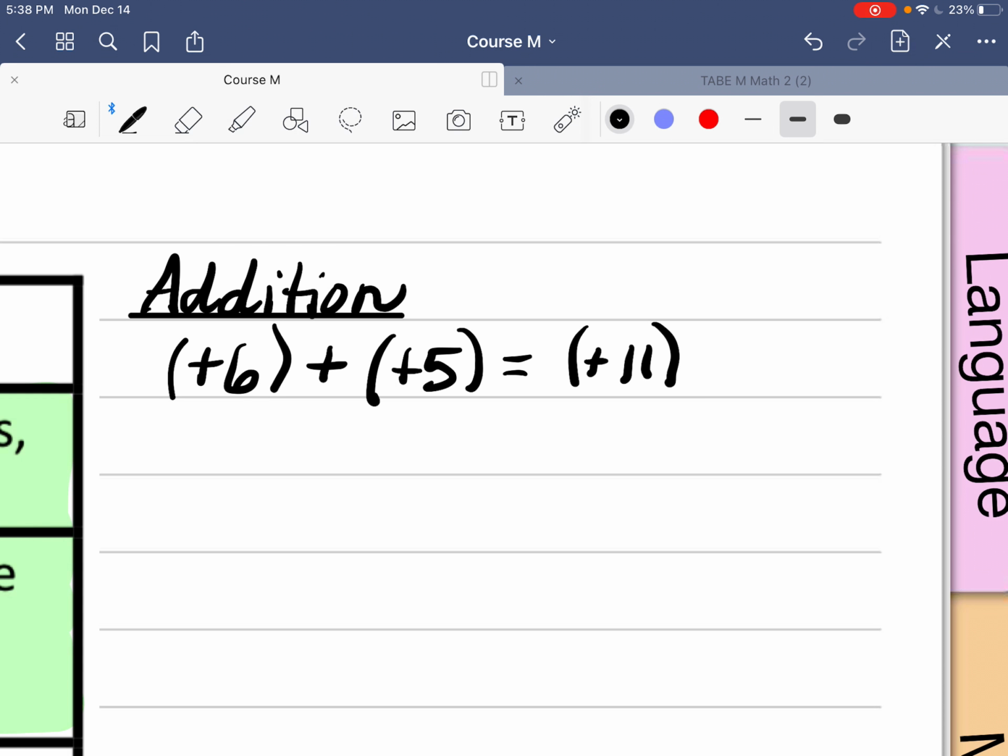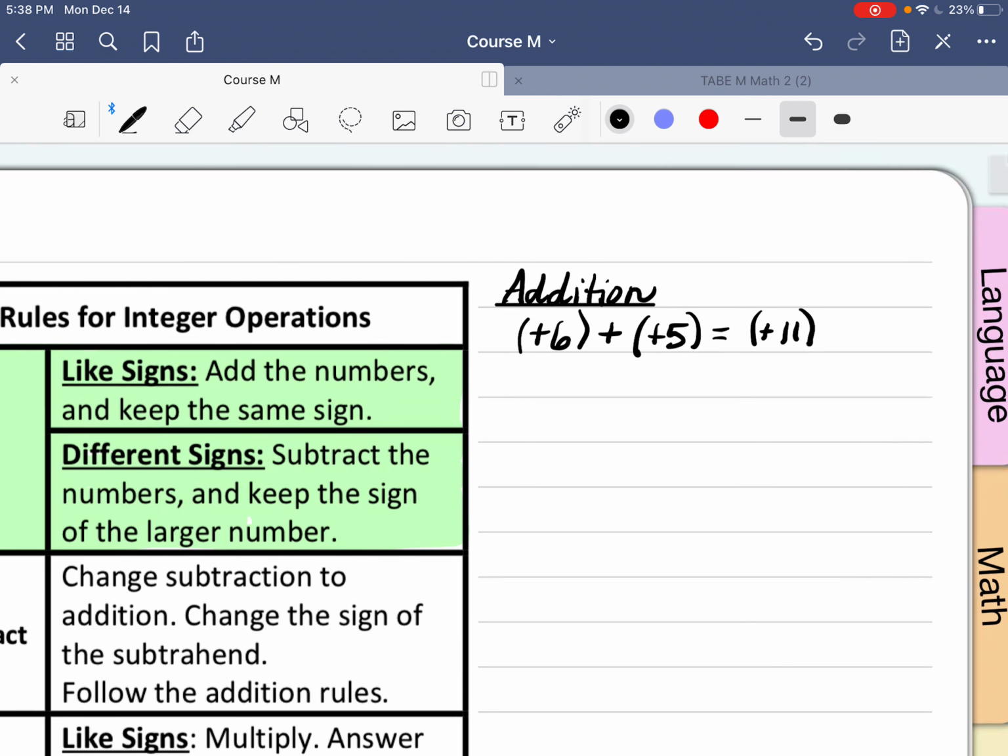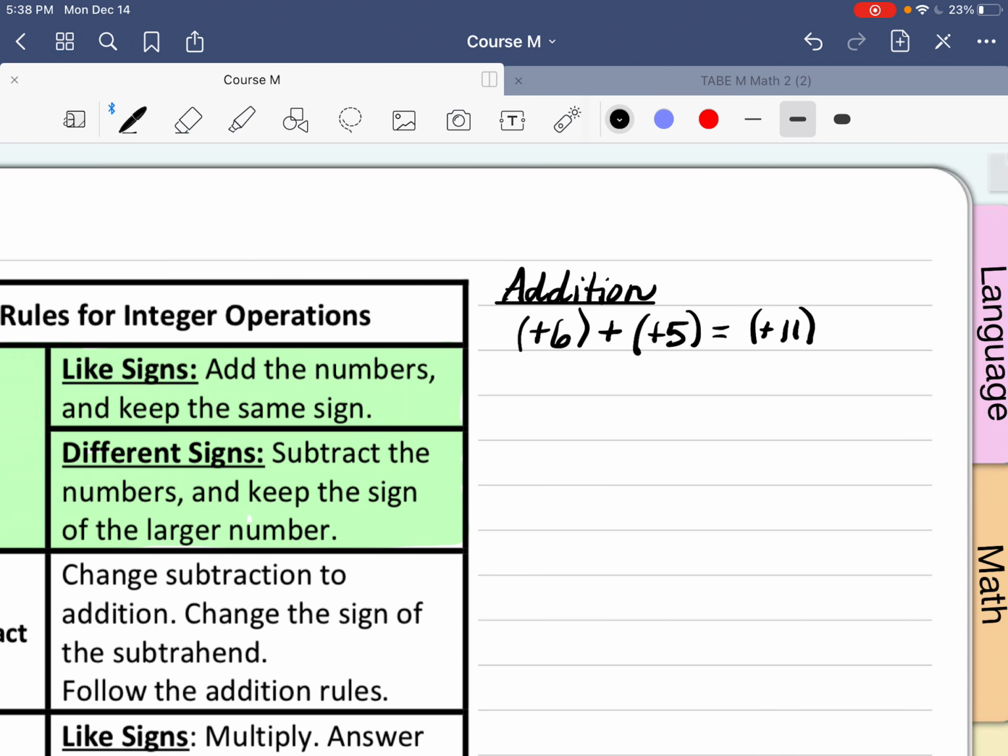And I'm using parentheses just to separate my signs out. That's all that means. But look at what the rule says. If you're adding like signs, you will add the numbers and keep the same sign. So the same is going to be true for a negative 6 and a negative 5. Again, using the poker analogy, think of losing $6 and then losing $5. You have lost a total of $11.